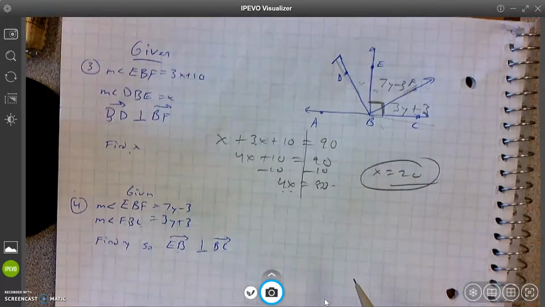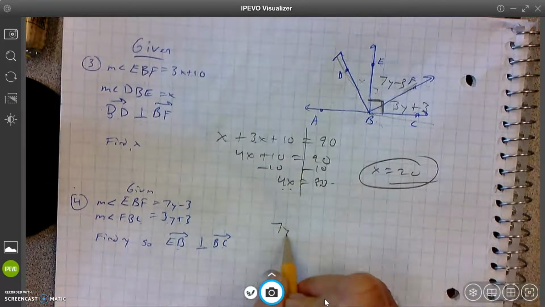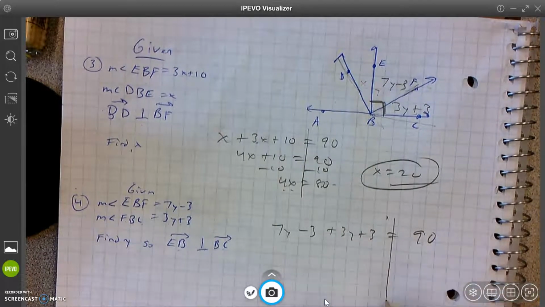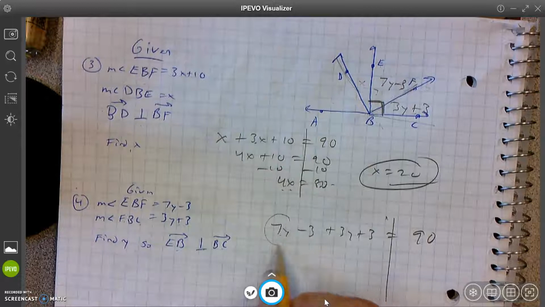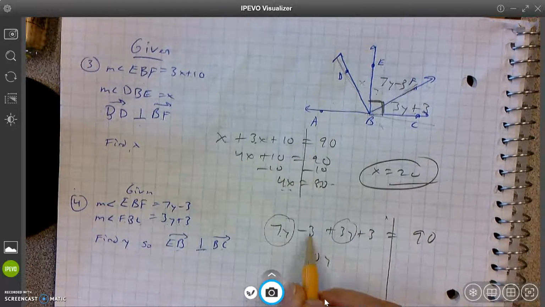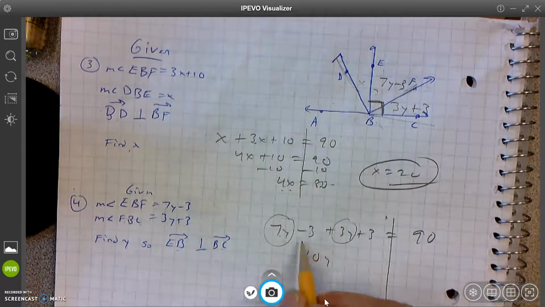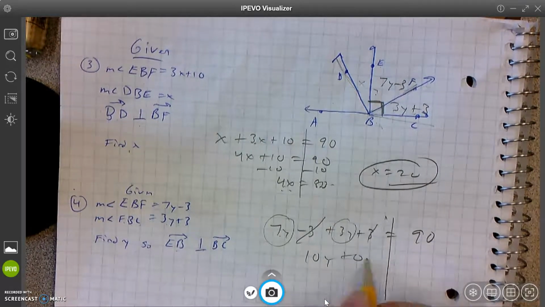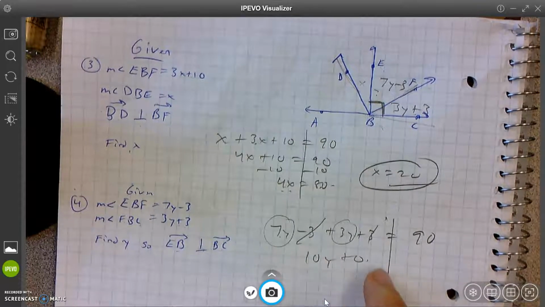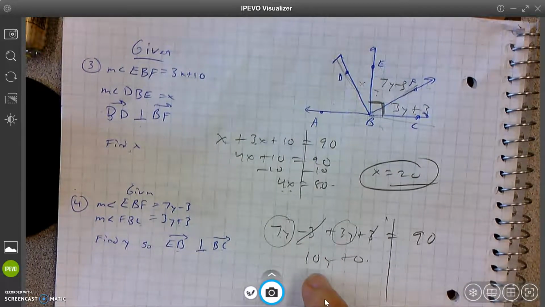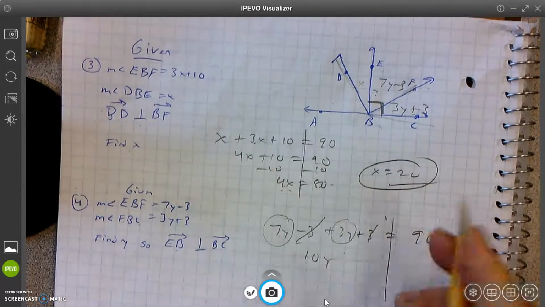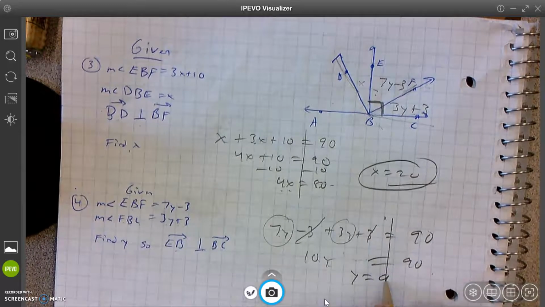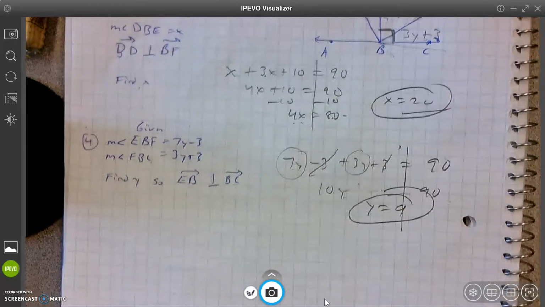Oh, that just means it's 90 degrees, right? So that means 7y minus 3 plus 3y plus 3 equals 90. 7y plus 3y is 10y. Negative 3 plus positive 3 is 0. So I can put plus 0 here, but anything plus 0 is itself, right? 5 plus 0 is 5. 10 plus 0 is 10. 10y plus 0 is 10y. Equals 90. 10 times what is 90? Yeah, that would be 9. Got it. Okay, let's keep it going.